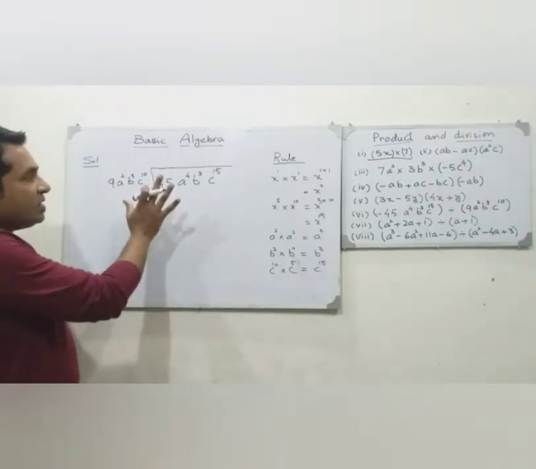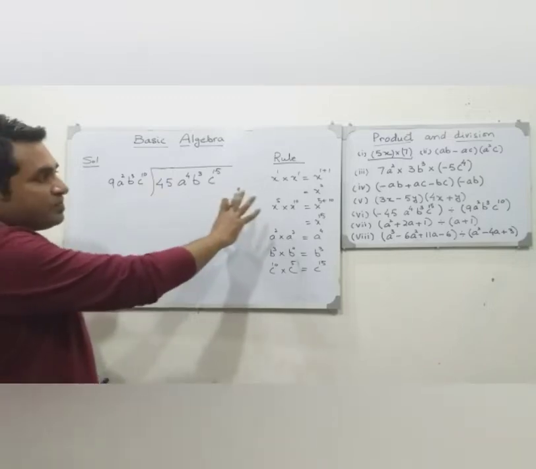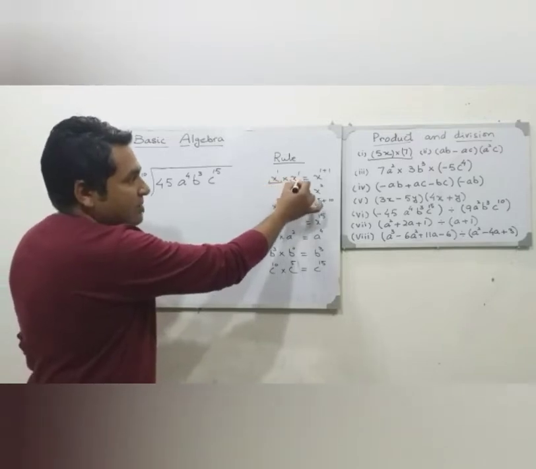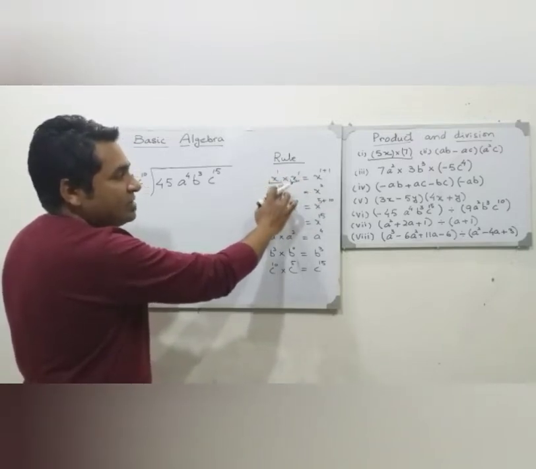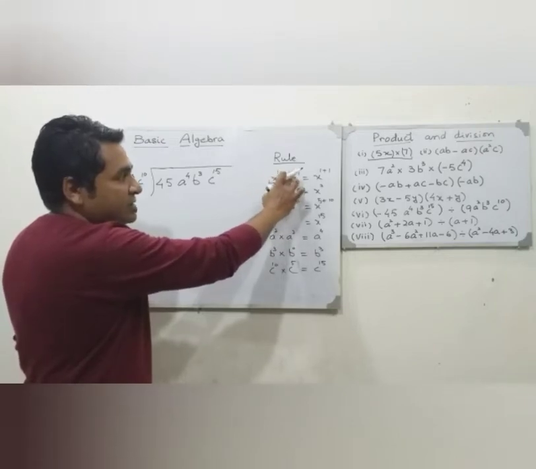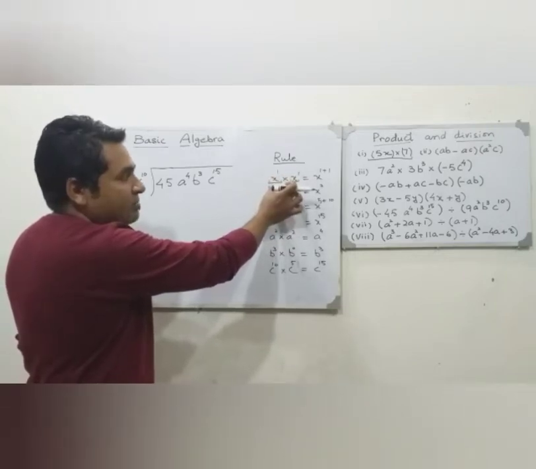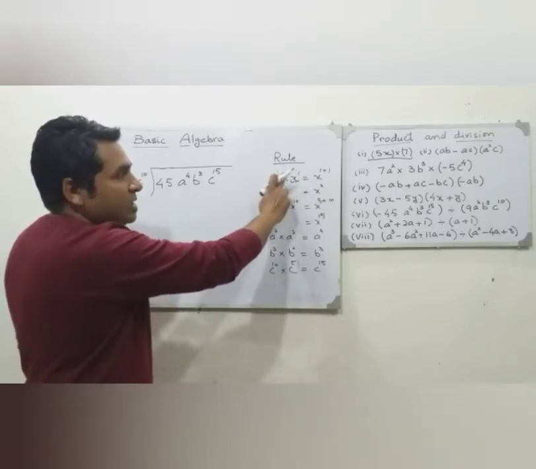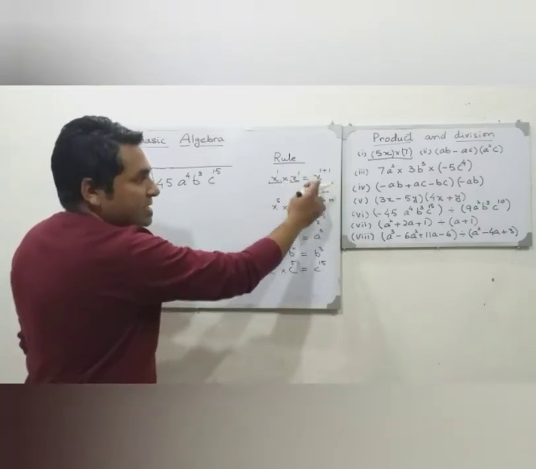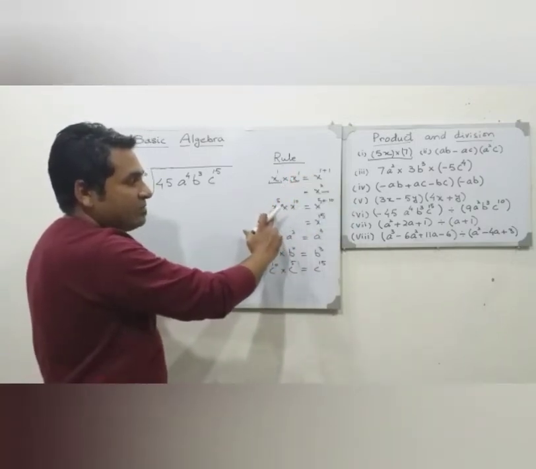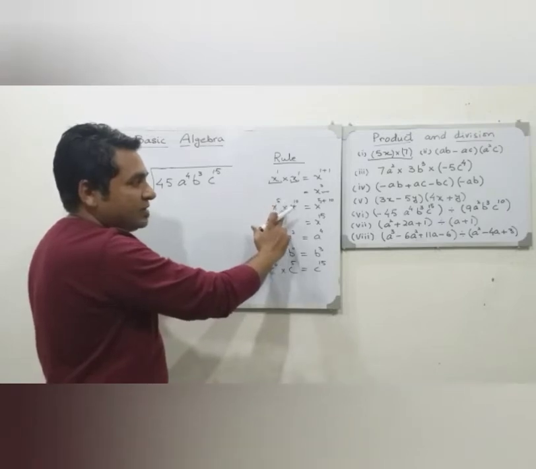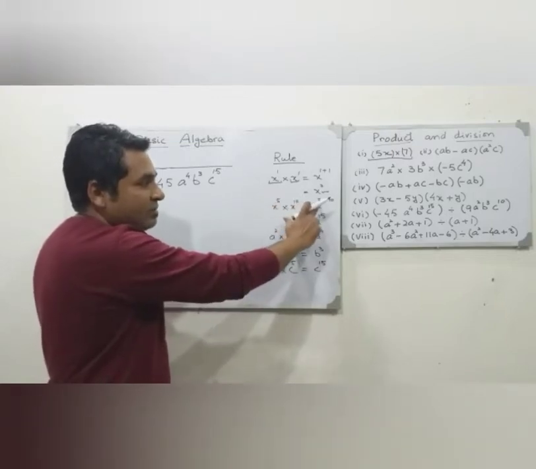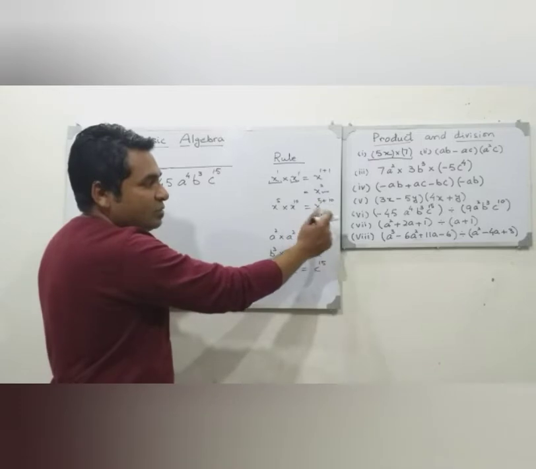So students, to understand this division, you must know the rule of indices. The rule of indices says that if the base is the same and they are multiplying with each other, we add their powers. For example, x multiplying by x, we add their powers. So 1 plus 1 makes x squared. In the same way, if we are multiplying x^5 and x^10, we will add their powers. So it will be 5 plus 10 is equal to 15.